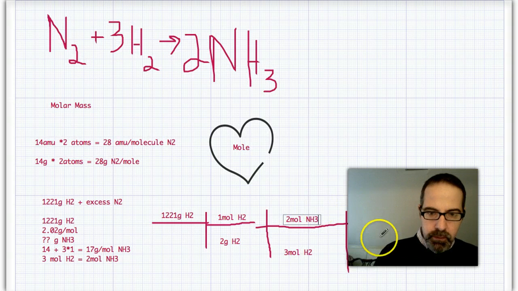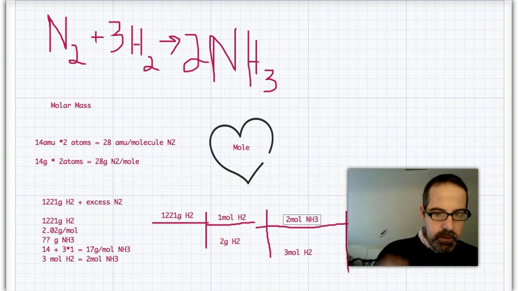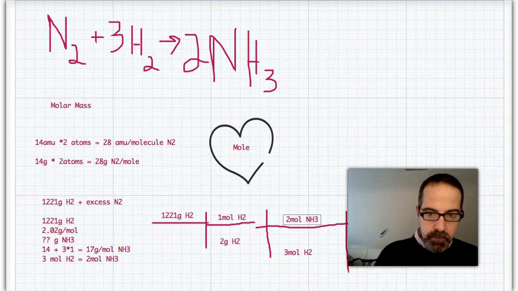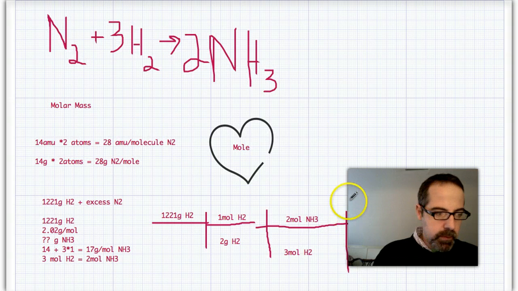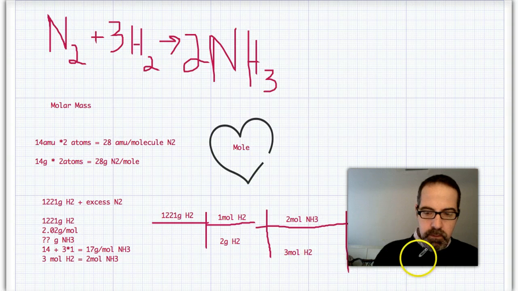All right, so our final conversion factor is the molar mass of ammonia. So if we have 1 mole ammonia, that equals 17 grams. All right, so that's the sort of thing we're going to be working on and building on.